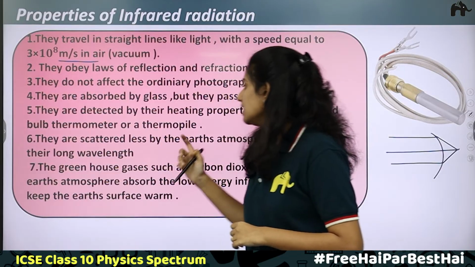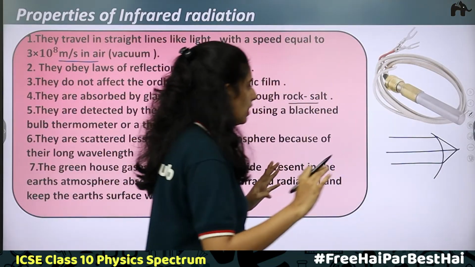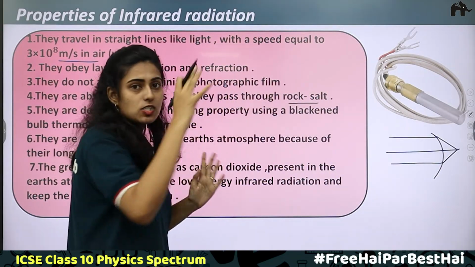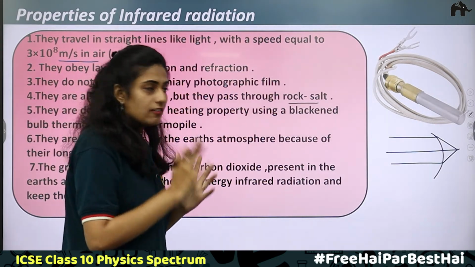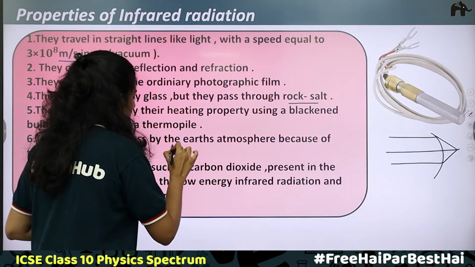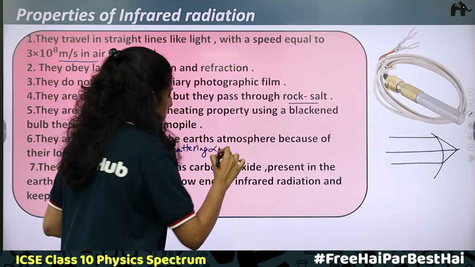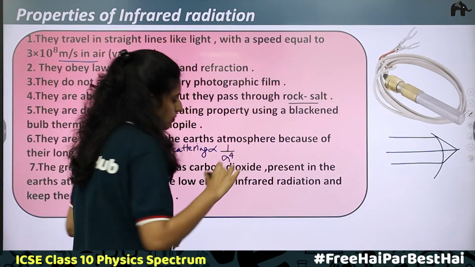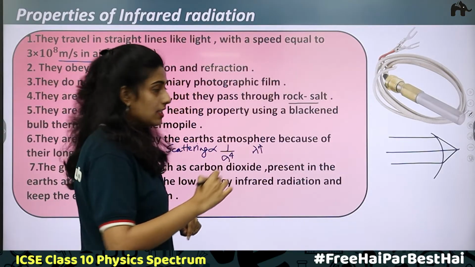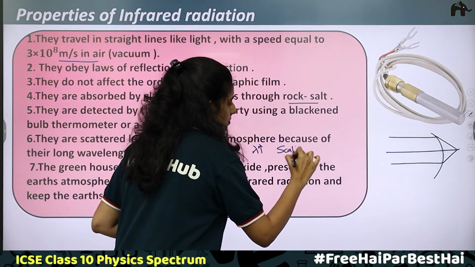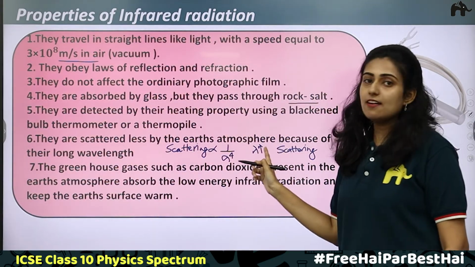6. They are scattered less by the Earth's atmosphere because of their long wavelength. We know that when we go from gamma rays to radio waves, the wavelength is increasing, right? So, infrared radiation will be having an increased wavelength. Scattering is proportional to 1 by lambda raised to 4, which means when wavelength increases, what happens? The scattering will be decreasing. Okay, so they do not get scattered easily because of their higher wavelength.